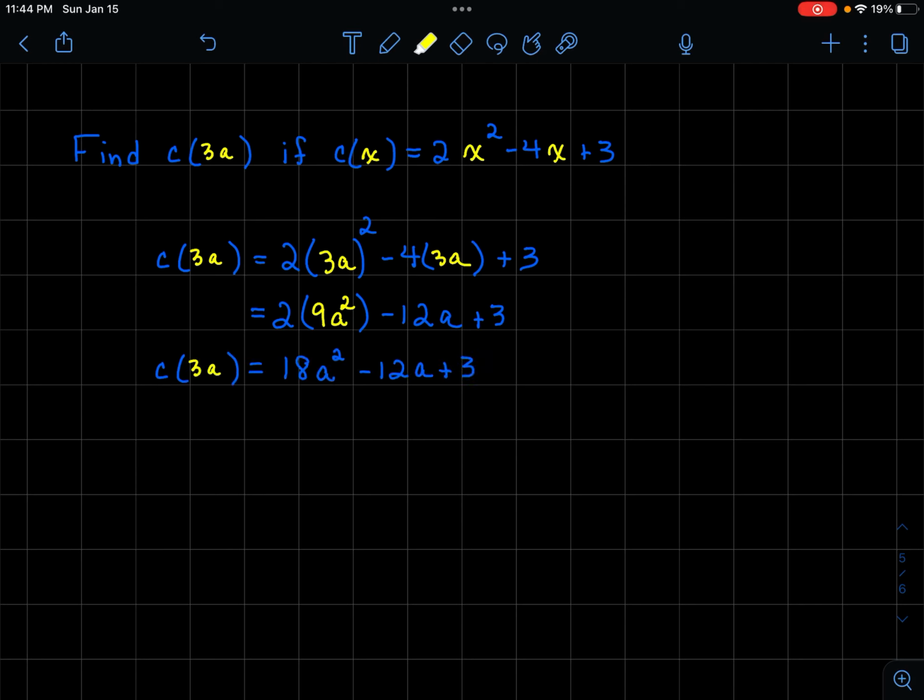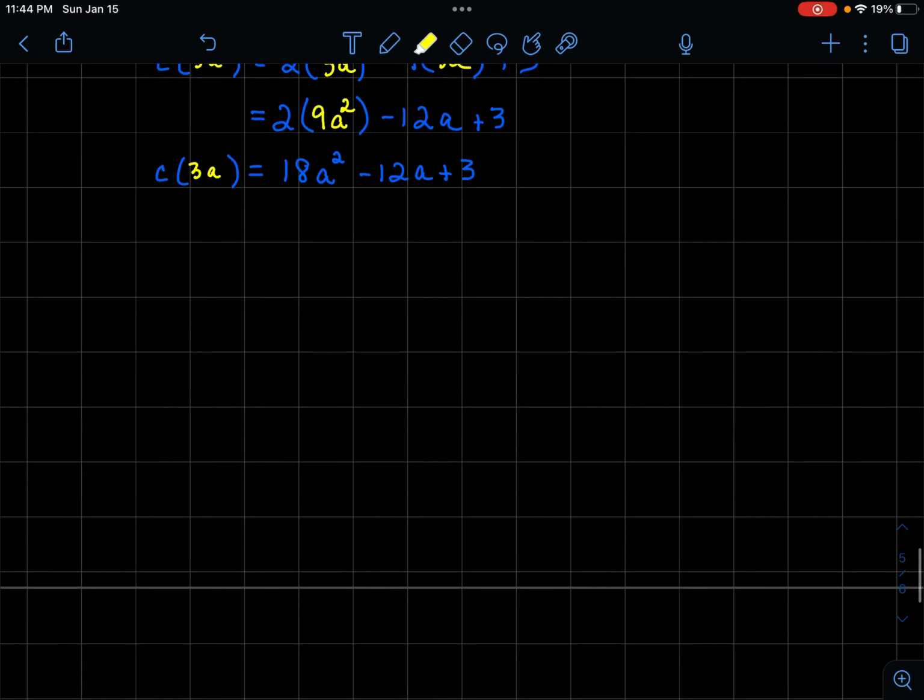And then finally, I can multiply my terms here to get 18a squared minus 12a plus 3. And I just scan the problem. Do I have any like terms? I got one of the a squareds. I got an a. I have a constant. None of them are like, so I am finished with this problem. That's what c of 3a would look like.